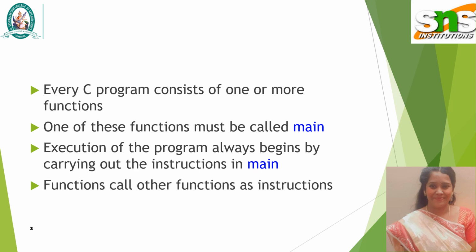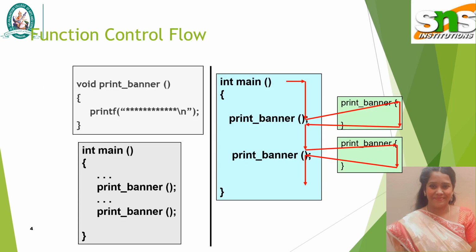A function calls other functions as instructions. Those instructions are used to assign a specific task of the program to a specific module, and that module is used everywhere in the program. Here is an example of a function. In the example, we have printBanner. This is called a function declaration.